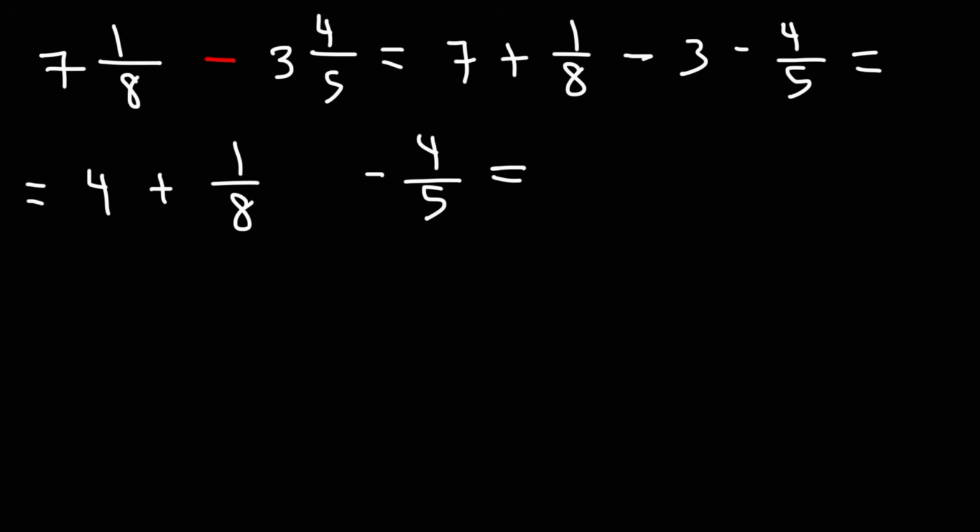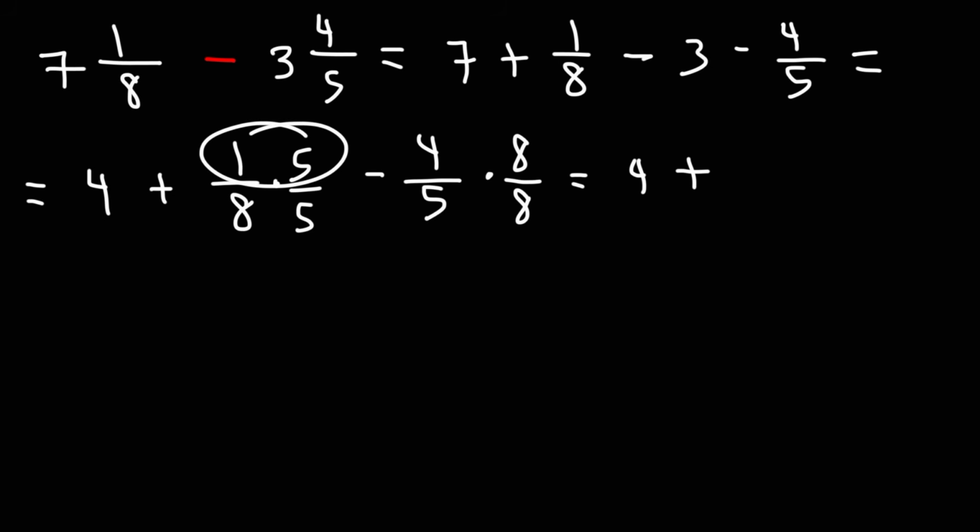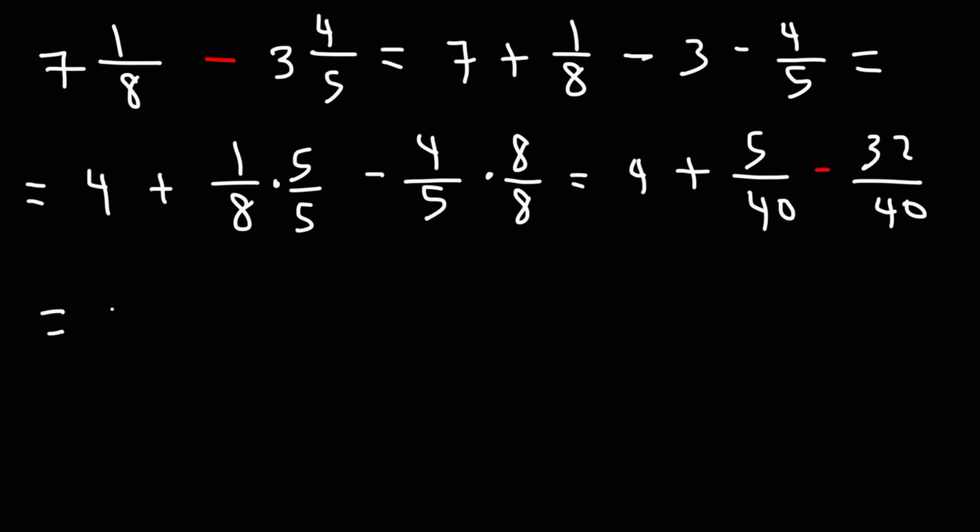So let's get common denominators. Let's multiply this fraction by 5 over 5, and let's multiply 4 over 5 by 8 over 8. This will give us a common denominator of 40. So this is 5, and then 8 times 5 is 40. And then it's going to be minus 4 times 8 is 32, and that will be over 40 as well. 5 minus 32, that's going to be negative 27.